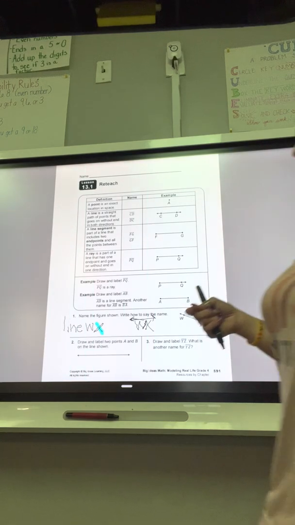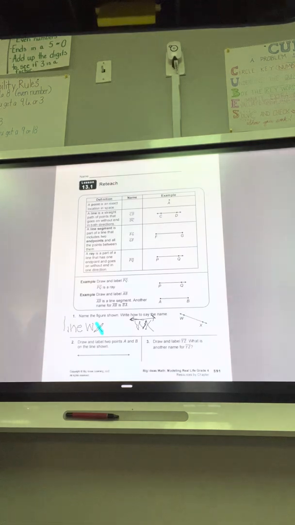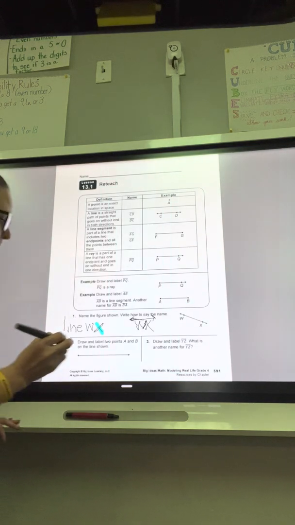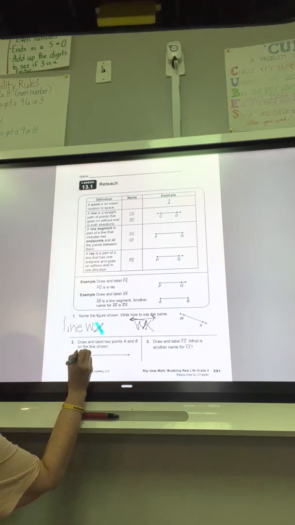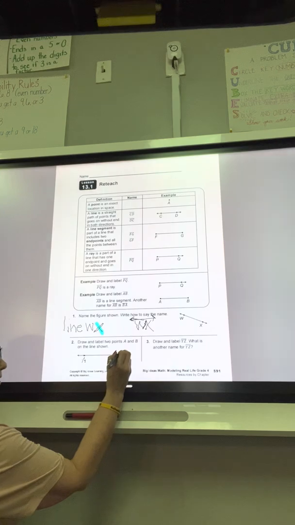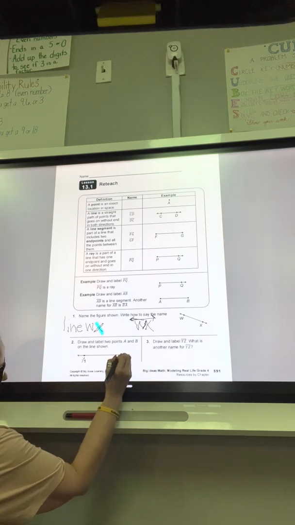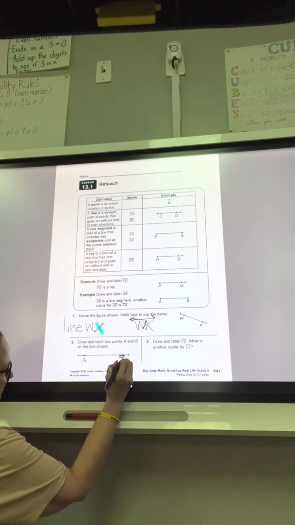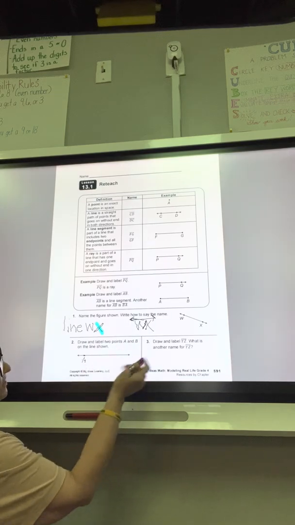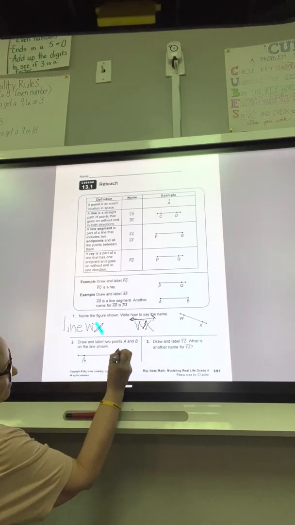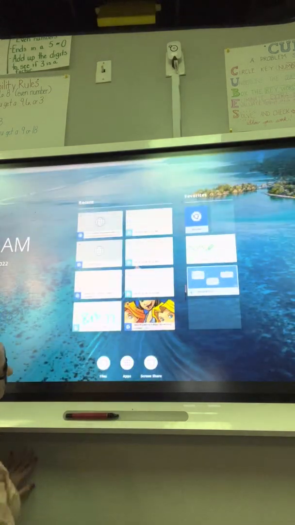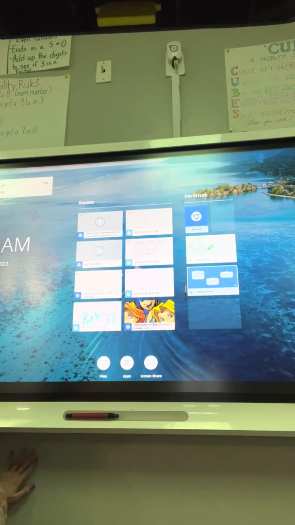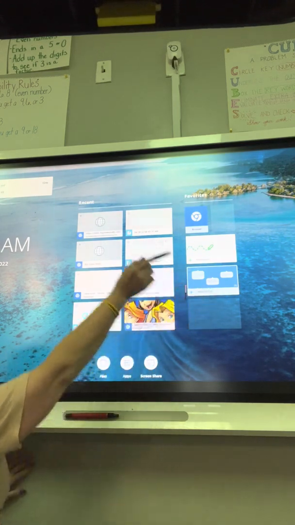Number 2 says, draw and label 2 points, A and B, on the line. So, point A, point B.